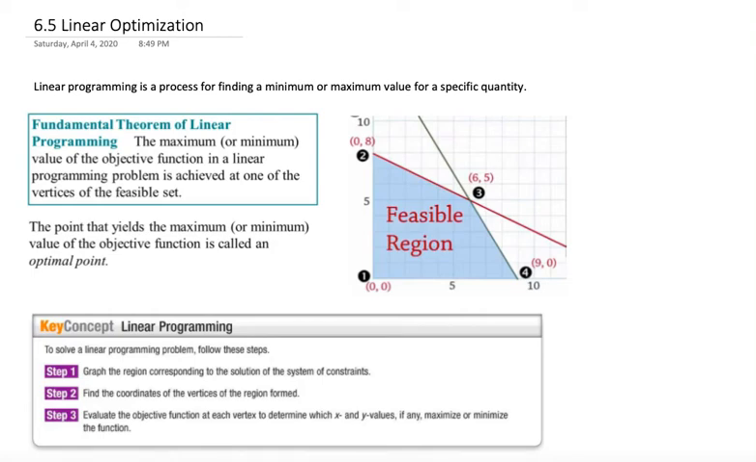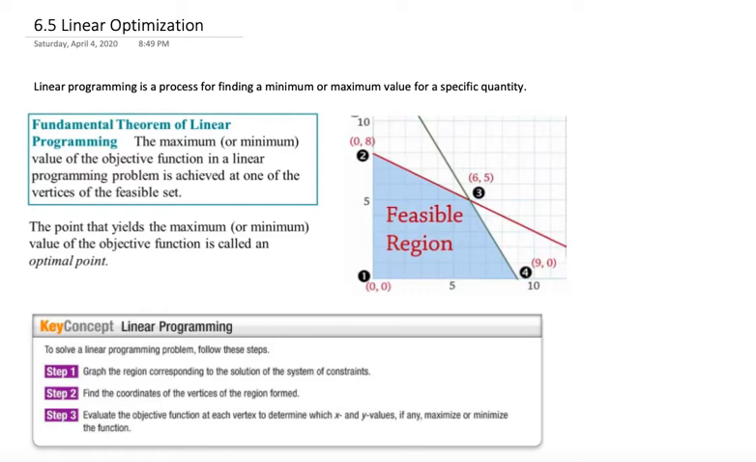This week we'll do the 6.5, but there's only two questions in your assignment, so it's not bad. And then there is a quiz over 6.4 and 6.5, but again, just two questions. So you should have a pretty decent week. This linear optimization may look confusing, but it's really not that bad.